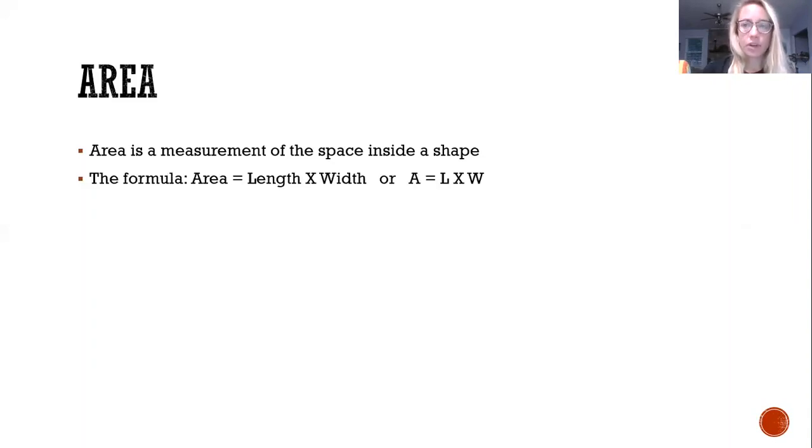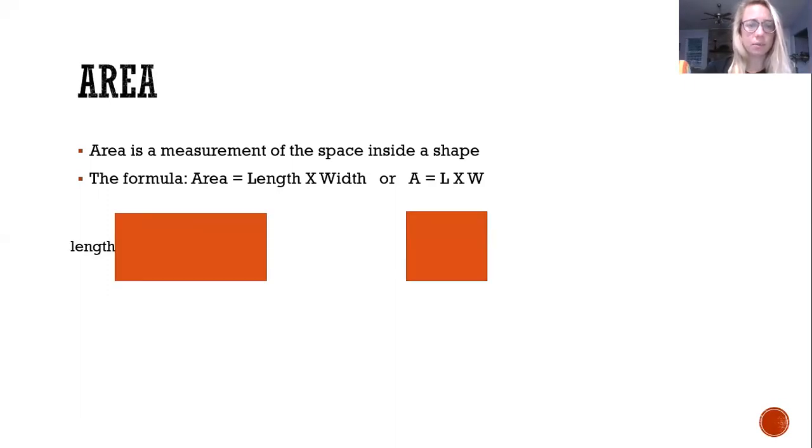The formula or equation to find area is equal to length times width. You will see that written as A equals L times W, or sometimes you'll just see A equals LW, because if you have two letters next to each other, it means you multiply.